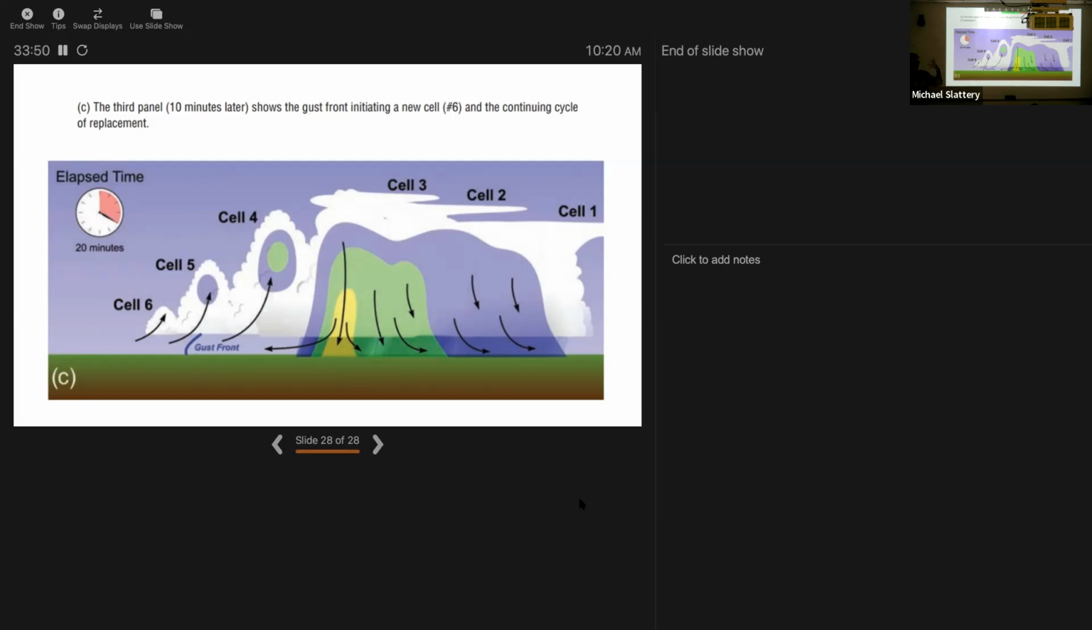And those downdrafts produce this thing called the gust front, and that then acts as another trigger. It's a positive feedback system, where the downdrafts push this cold air out, and that forces warm air up along that gust front. So it becomes a kind of self-sustaining mechanism. So that's the rule rather than the exception, right?